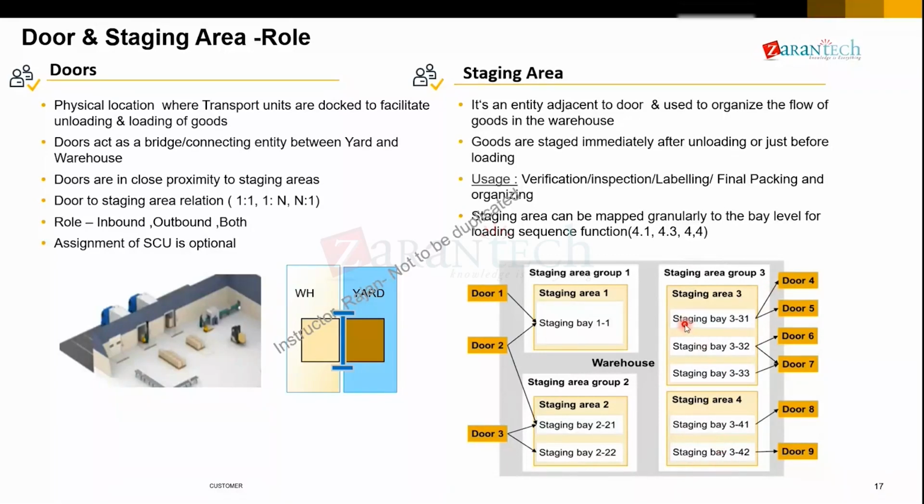Or this could be simple consolidation. For example, all the products that are ordered for a single customer or for a single route can be converged or merged in the staging bay. So that's the main idea of mapping using these three elements: staging area group, staging area, and staging bay, nothing but storage type, section, and bin.